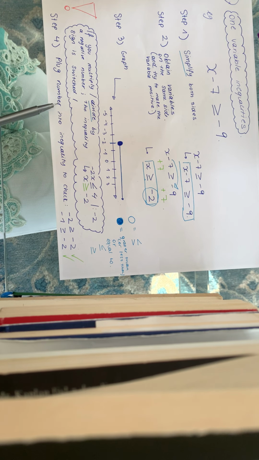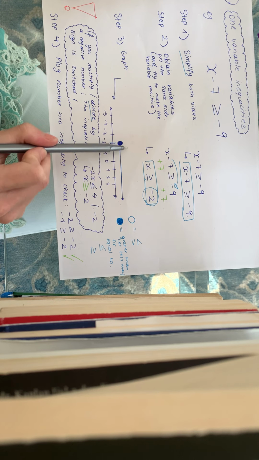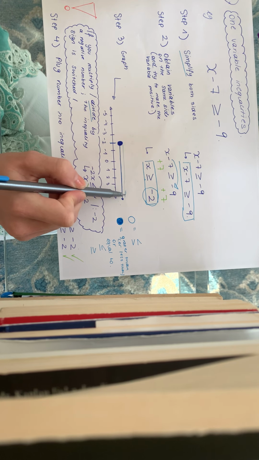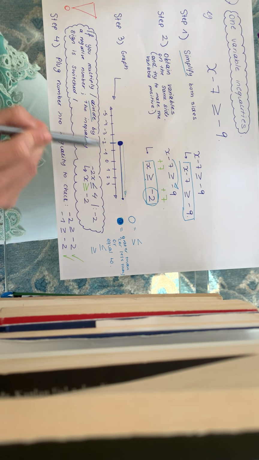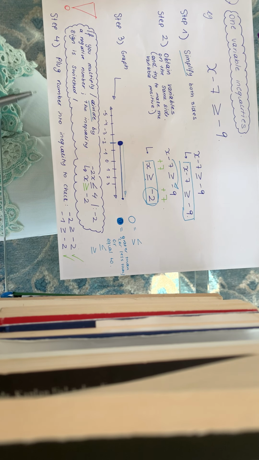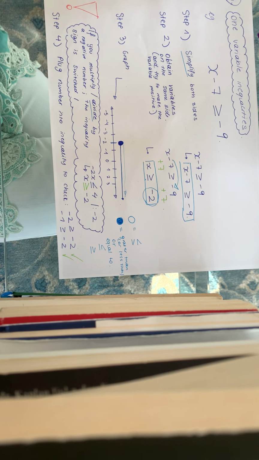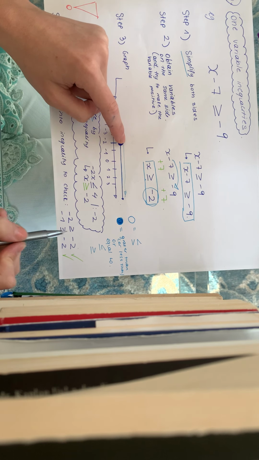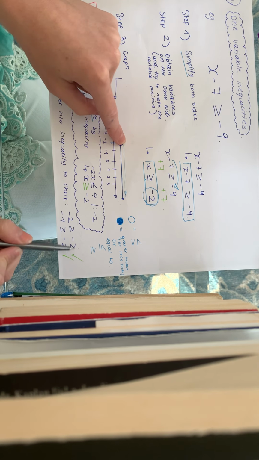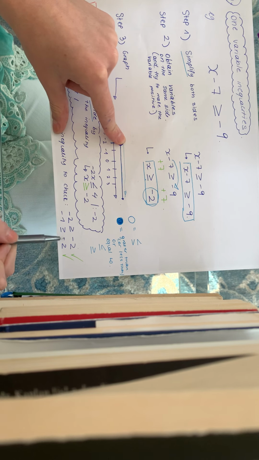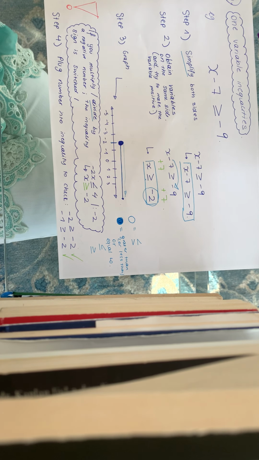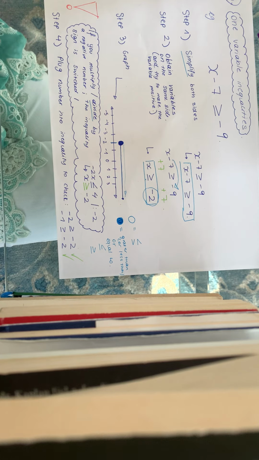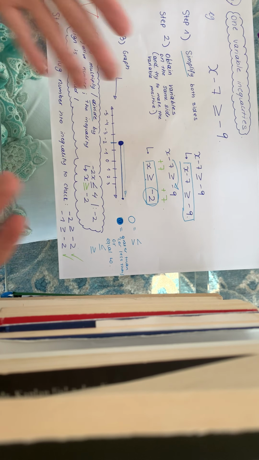Step 4 is to plug any number that is on this side of the line into the equation and check if it is correct. I've chosen -2 is greater than or equal to -2. That is right. Or -1 is greater than or equal to -2, which is also correct, which means that this equation and how I solved it must be correct.